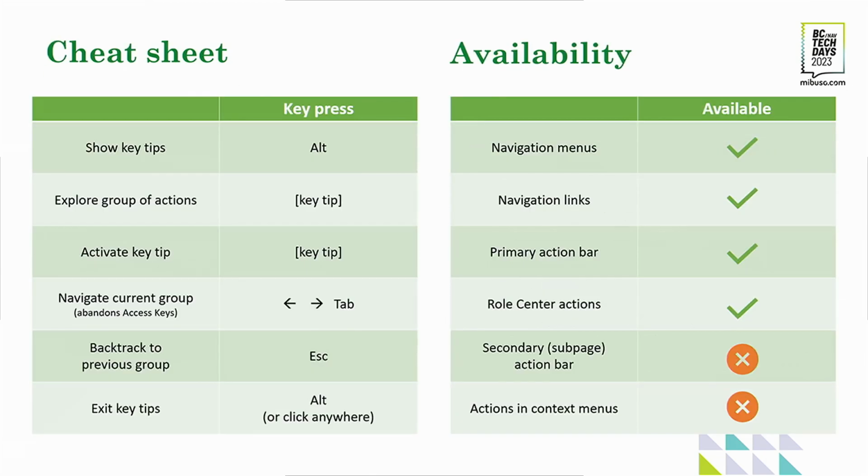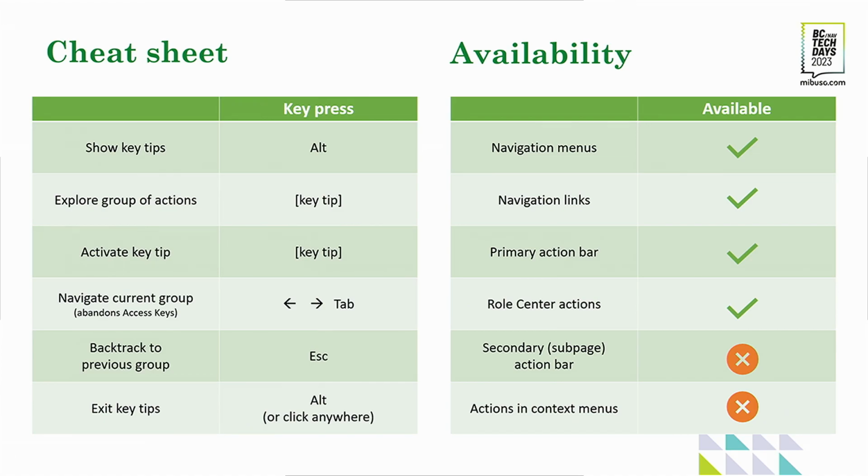Okay, we learned about key tips, how we generate them. Let's go back and see a quick cheat sheet on how you can use key tips. So we said we can open the key tip mode with Alt. You can move around by either activating key tips with a character that is shown on the keyboard, or you can even use your navigation with the arrows up, right, left, and so on. And of course, exit key tips by using Alt. As we saw, the feature is available for navigation menus, navigation links, the primary action bar, and the role center actions. Of course, if we see that you love the feature, we will try and expand it in the future.